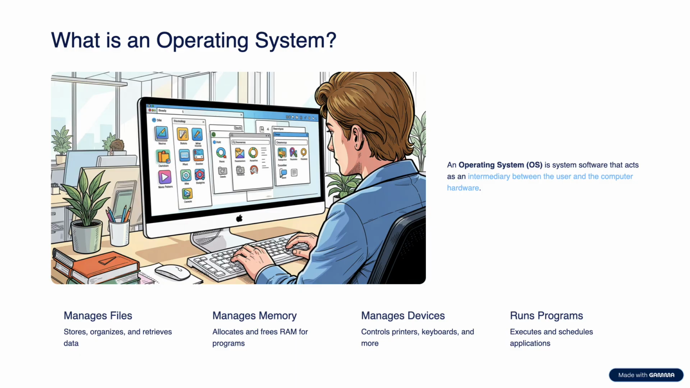Now, let's go deeper into our definition. The word intermediary is key. Computer hardware talks in electrical signals, binary code, and physical voltages, while we humans prefer to speak in natural languages and do things visually or intuitively.